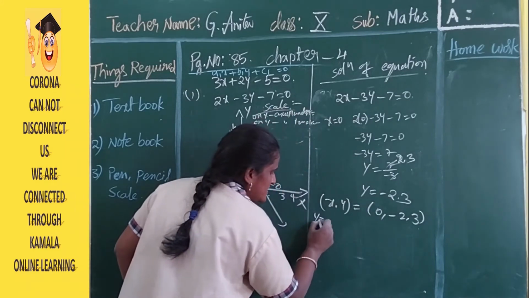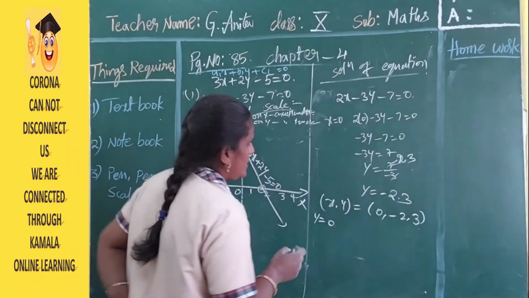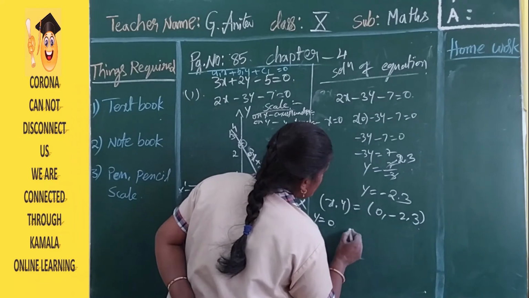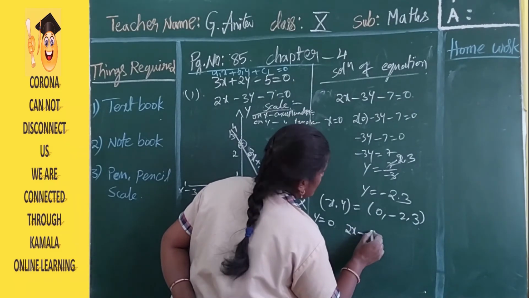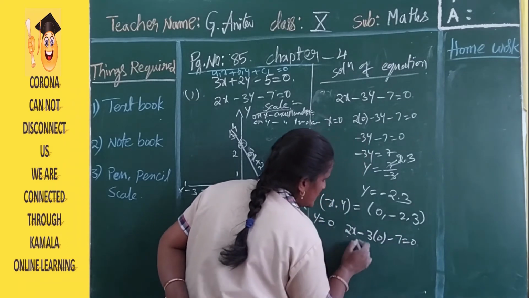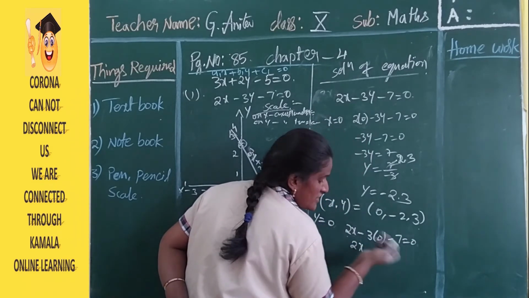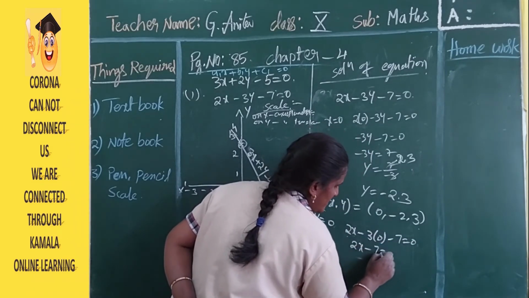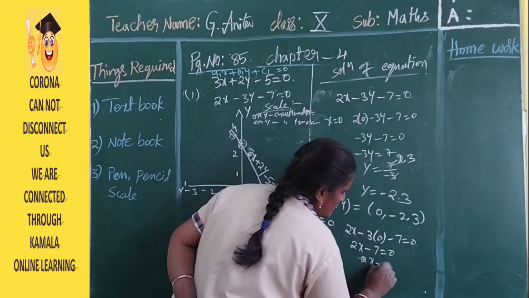Next, y as 0. We are substituting y as 0, so 2x minus 3 into 0 minus 7 is equal to 0. Keep 2x like that only. 3 into 0 is nothing but 0, minus 7 is equal to 0, so 2x is equal to 7.